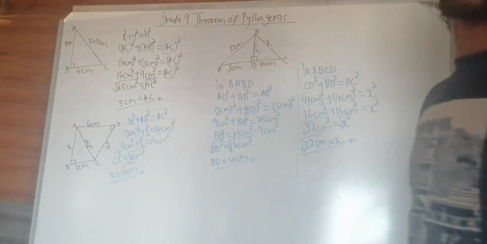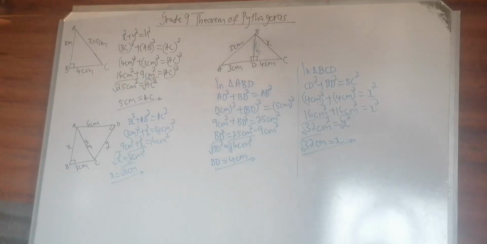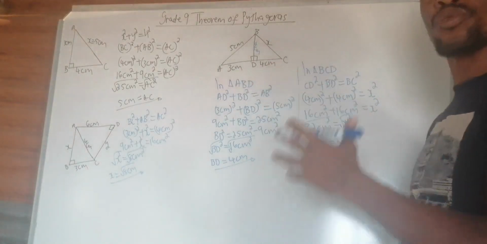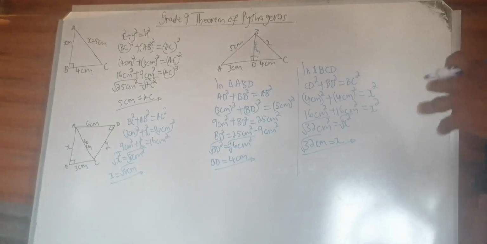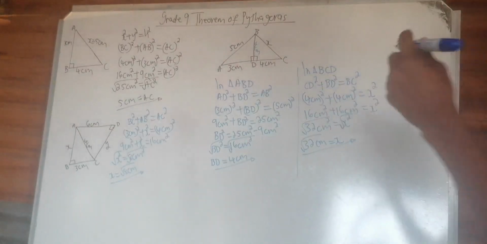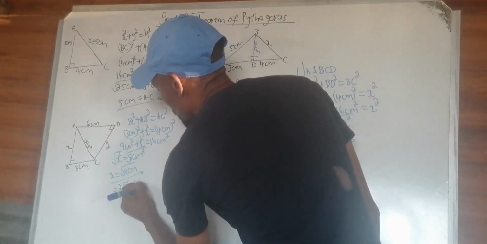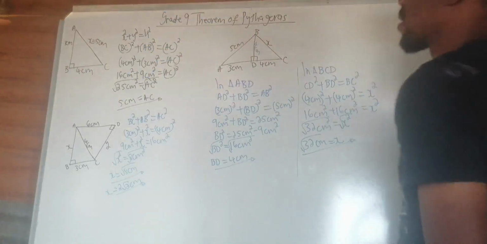Because 8 is not a perfect square, you can write this as 2 root 2, because two numbers, when you multiply them, give you 8. It's 4 and 2. One of them should be a perfect square, which is the root of 4, which is 2. So you end up with an answer of 2 root 2 centimeters as the value of x.